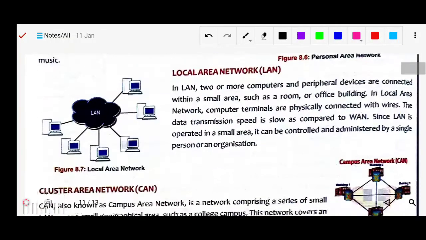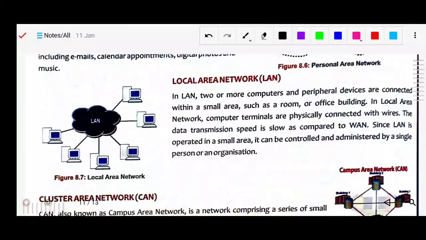Now the next type of network is your local area network, LAN. In a LAN, two or more computers and peripheral devices are connected. What are peripheral devices? Peripheral devices are like your printer, keyboard, whatever devices you have connected externally to the computer. They are connected within a small area such as a room or office building.